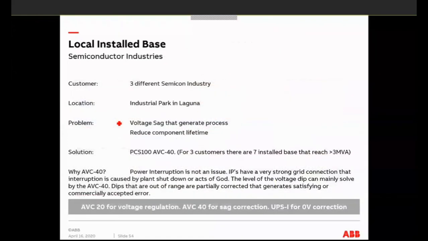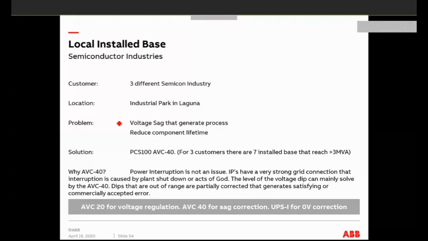All right. Just for information, we already have an installed base in 3 different semicon industry customers. The location is an industrial park in Laguna. The problem there is that voltage sags are inherent in the system. It reduces the component lifetime, and this voltage sag also affects their process. In a semicon industry, what they earn in an hour is very precious.